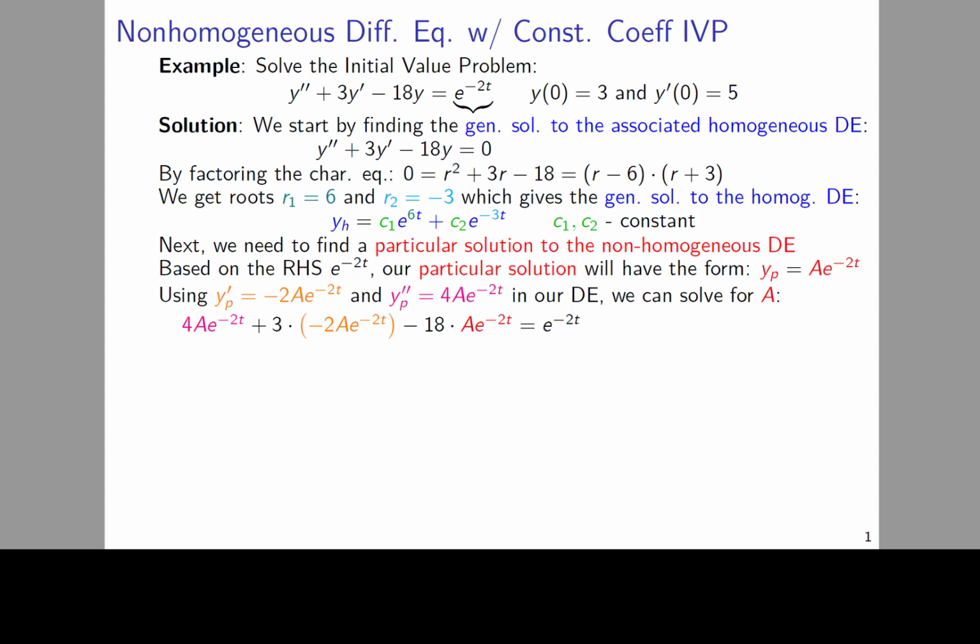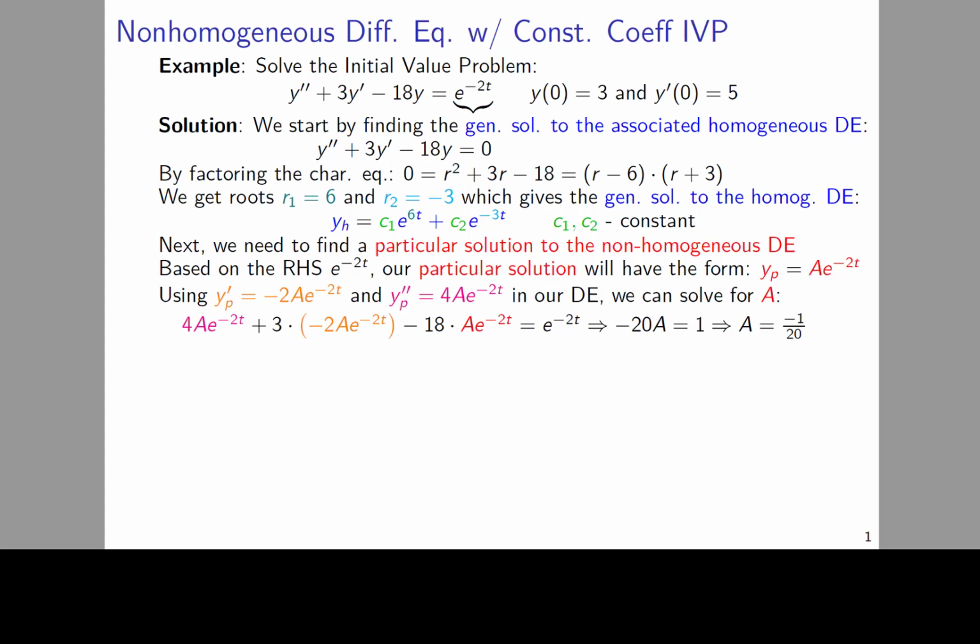If we look at our coefficient of e^(-2t) on both sides, on the left we'll have 4a minus 3 times 2a, so 4a - 6a, minus 18a, which will be -20a as the coefficient of e^(-2t) on the left. While on the right-hand side, our coefficient of e^(-2t) is just 1. So this gives us the algebraic equation -20a = 1, and thus a is -1/20.